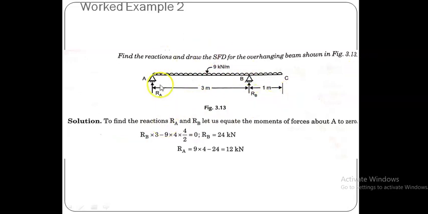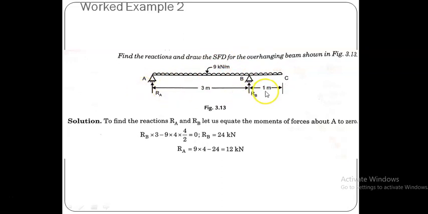Let it be anticlockwise. I put the sign plus for anticlockwise moments, therefore plus, and all clockwise moments I put the sign negative, therefore minus 9 into 4. This is the total force of this UDL, uniform distributed load, and this load is assumed as acting at the centroid of the span of the load.